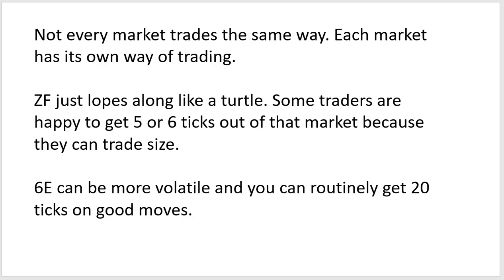And again, not every market trades the same way. The flip indicator deals with delta, which is the difference between the volume traded on the bid and the volume traded on the offer. Each market has its own way of trading. The 5 years, the ZF, just slopes along. It's a slow moving contract. Some traders are happy to get 5 or 6 ticks because they can trade size in that market very easily.